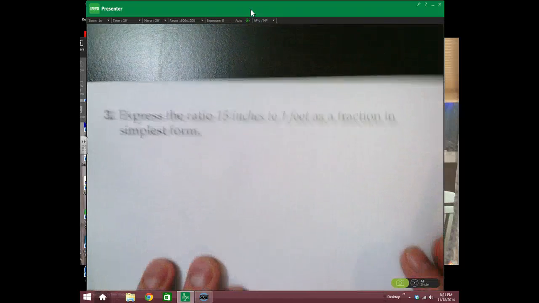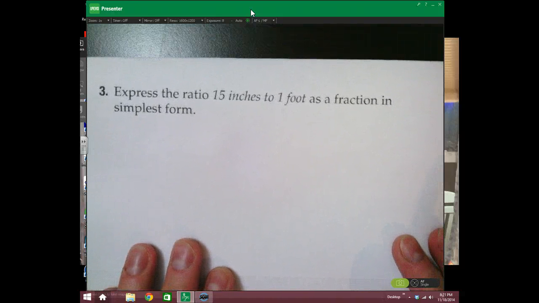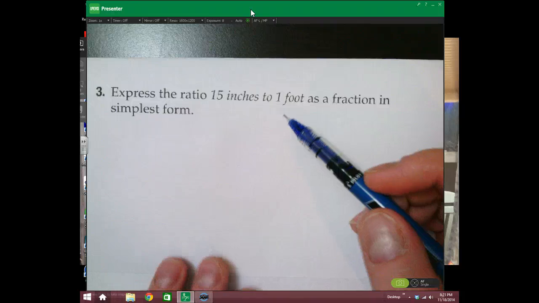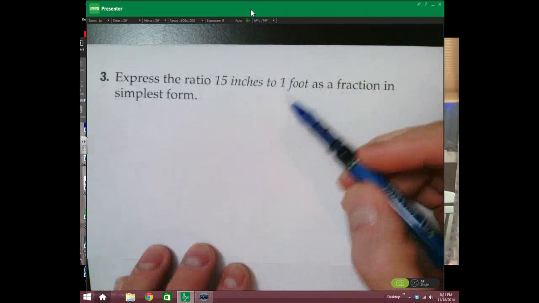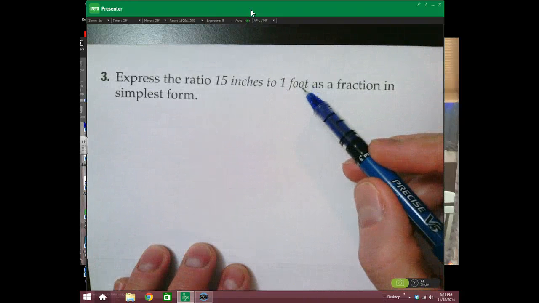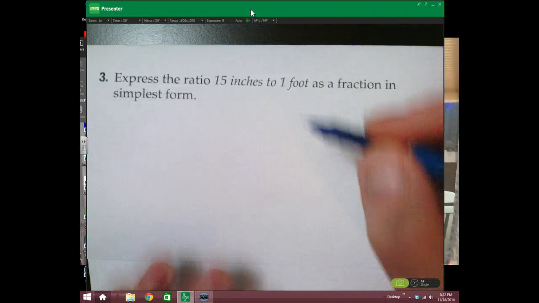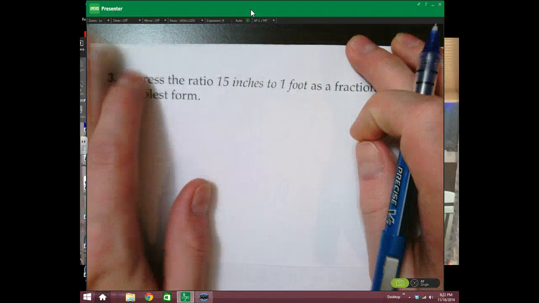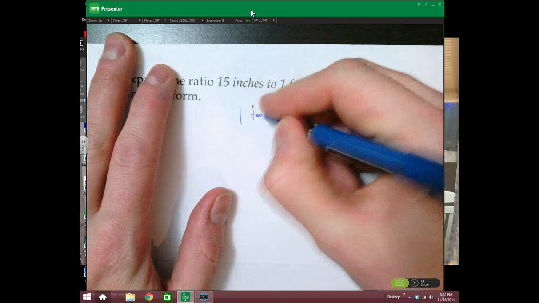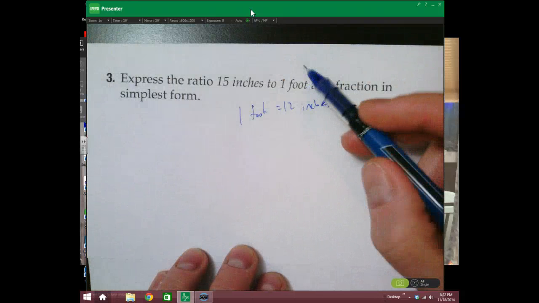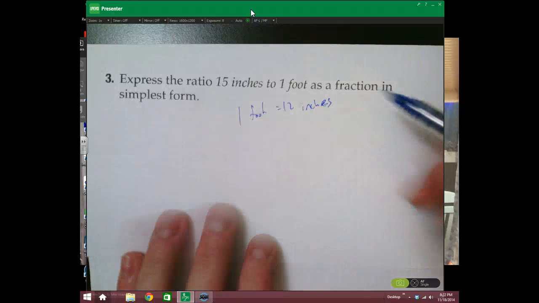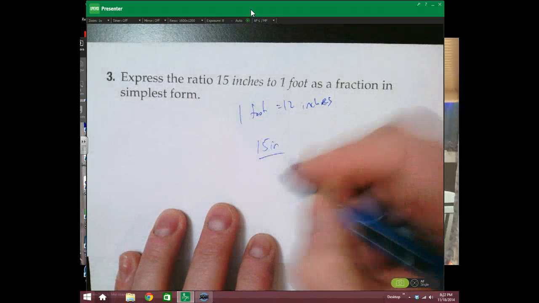Now the next example, number 3, is also out of the textbook. It says express the ratio of 15 inches to 1 foot as a fraction in simplest form. Now the key to doing these with the units is to always pick the one that's the bigger unit and break it down to the smaller unit. So for instance, a foot is bigger than an inch, so we're going to convert feet to inches. 1 foot is 12 inches. So we luck out. We can just literally replace 1 foot with 12 inches. So 15 inches to 12 inches.